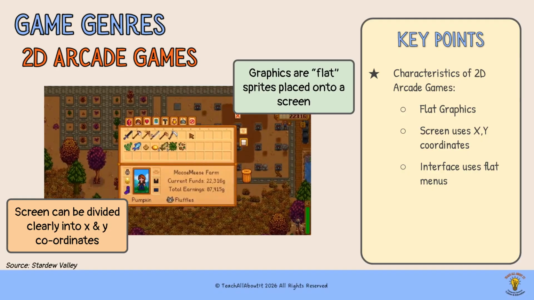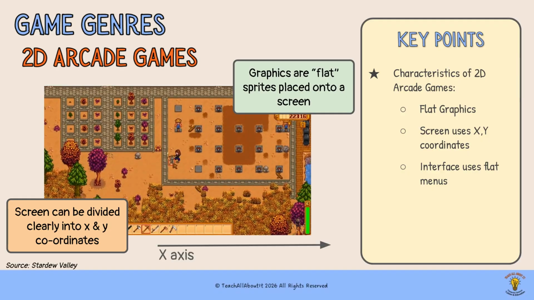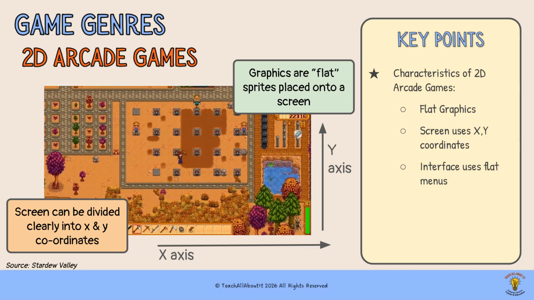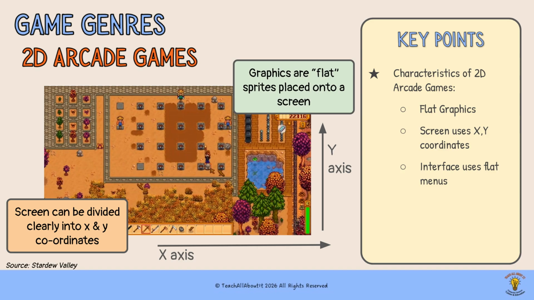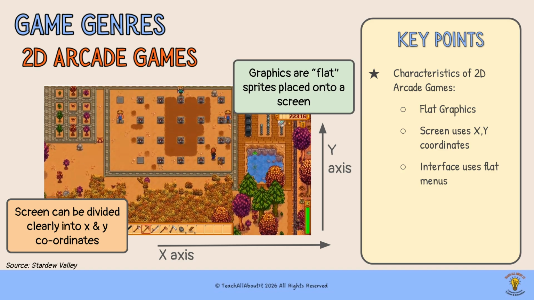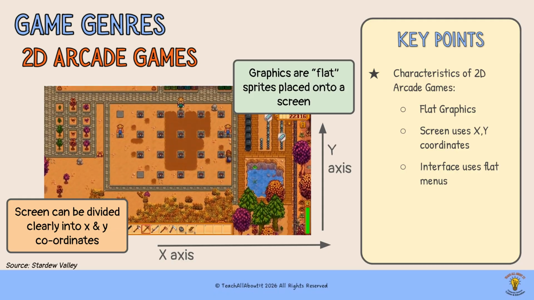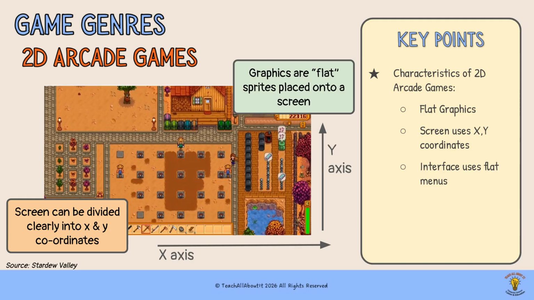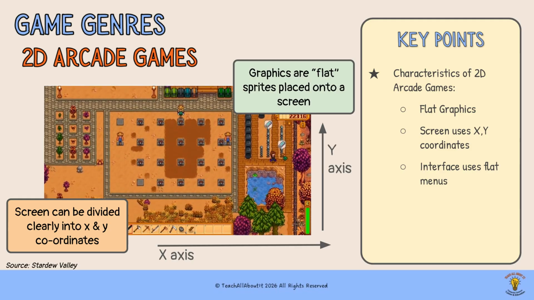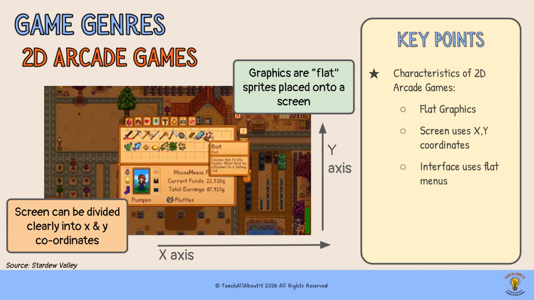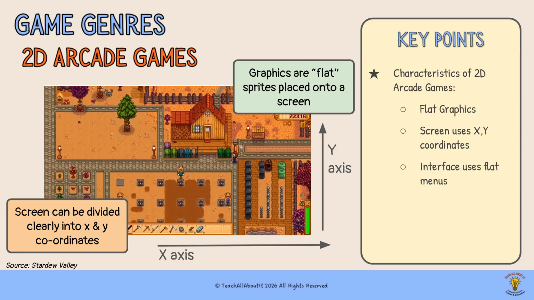Now, X and Y, remember from maths, X is along the corridor and Y is up the stairs. In our case, it's actually probably along the corridor and down the stairs. In this one that you can see in front of you here, we've got Stardew Valley. We've got an interface that uses flat menus. We have graphics which appear sort of 3D, but actually they're flat on the screen. And as our player is moving around, the screen is scrolling with them.